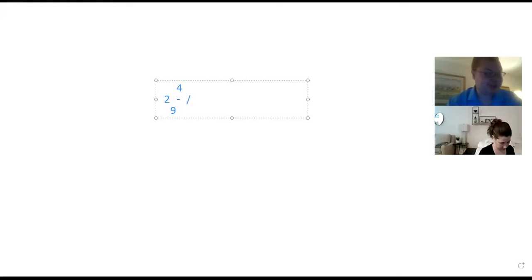All right. So now we're gonna work on dividing a mixed number by a fraction. We have 2 4/9 divided by 2/3.